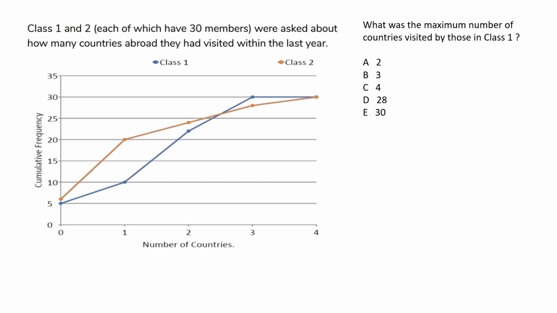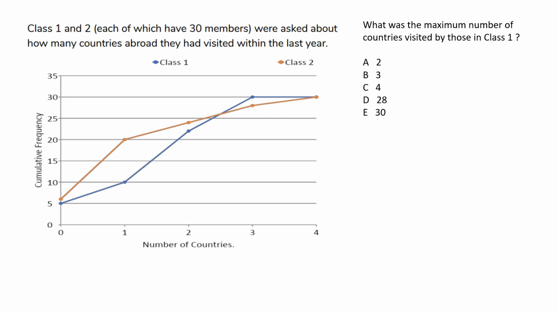What's the answer? Yeah, B is 3 is the answer. So if you look at class 1, which is the blue line, you can see that it carries on rising until you reach 3 countries. So that means that because it rose from 2 to 3, some people had visited 3, but not 2. But it then doesn't rise anymore. So no people visited more than 3 countries, and therefore 3 is the maximum.